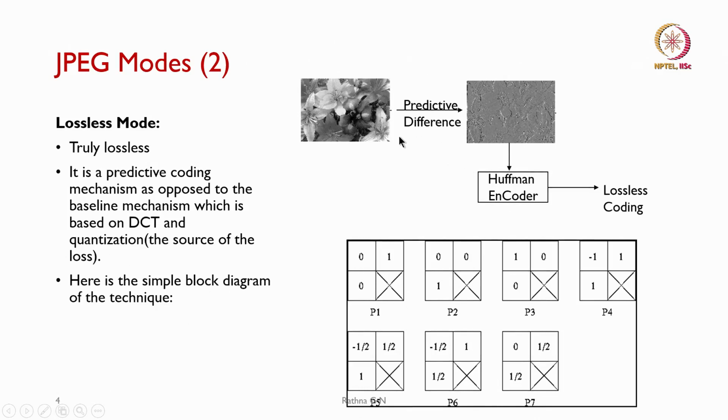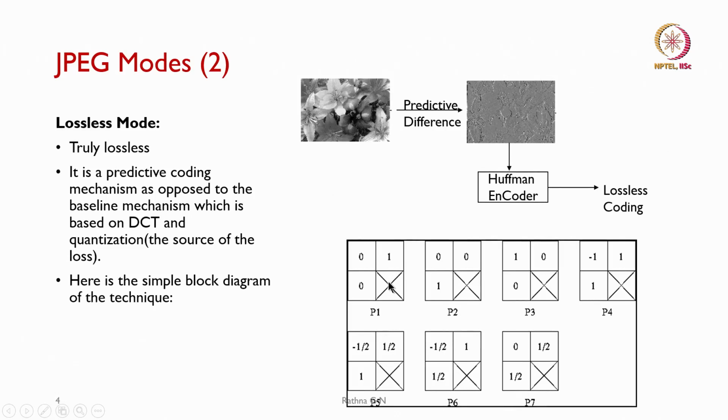What we have here is the image. We will find the predictive difference, which is shown in this diagram. Then we will do the Huffman encoder, and we call this lossless coding. As you can see in this figure, there are 7 predictive coding techniques which are going to be used.